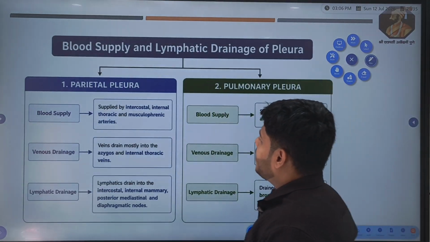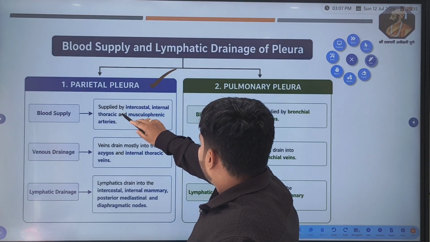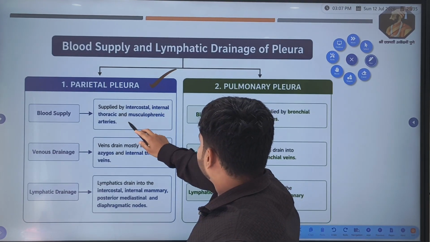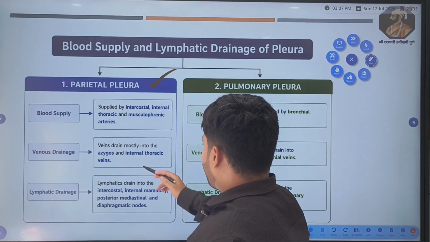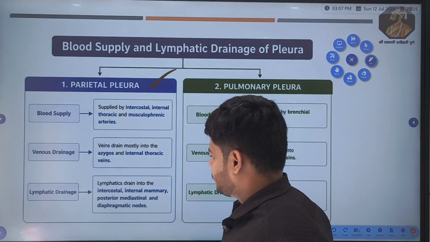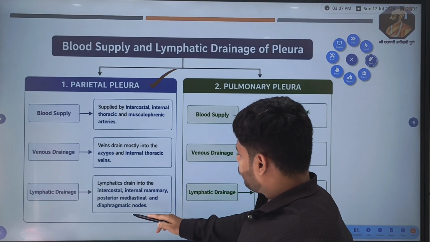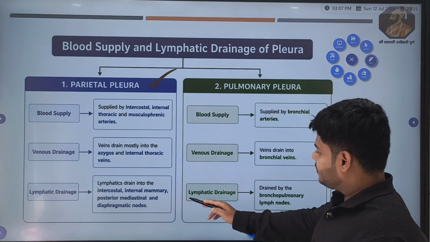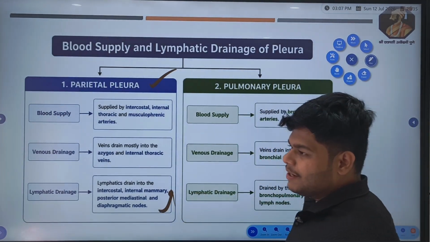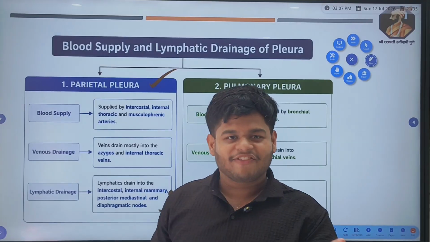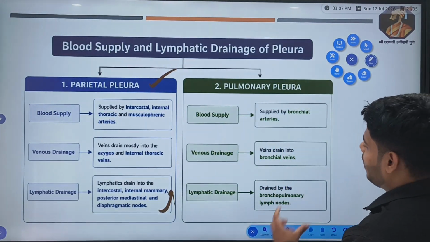Now the blood supply of the parietal pleura. It is supplied by intercostal, internal thoracic and musculophrenic arteries and drains into azygos and internal thoracic veins. Lymphatics drain into intercostal, internal mammary, posterior mediastinal and diaphragmatic nodes. They are the nodes. It is very important to learn it. It is all rectification process, nothing to explain because it is an anatomical structure.